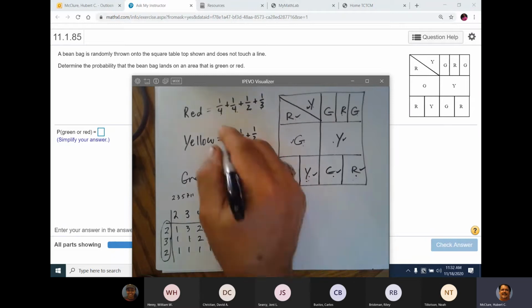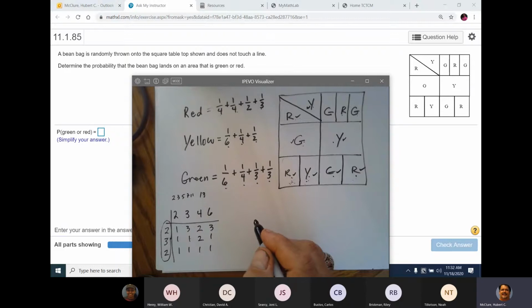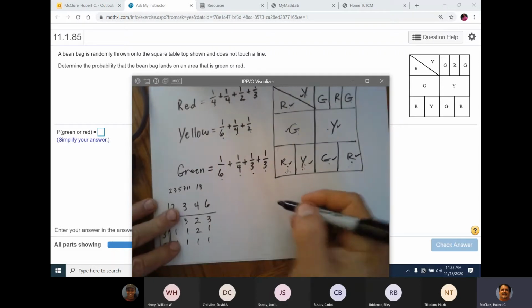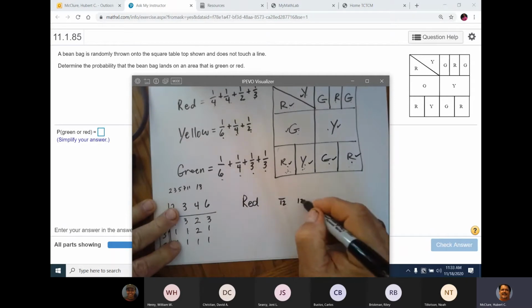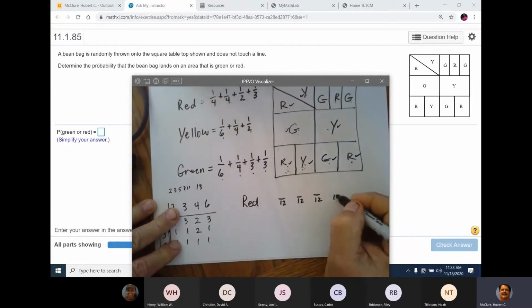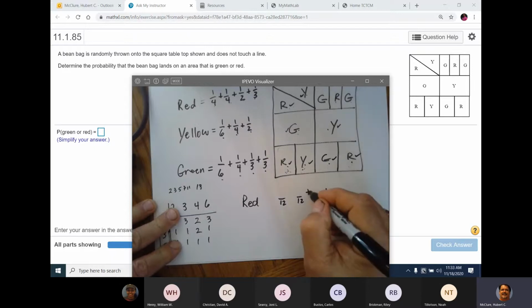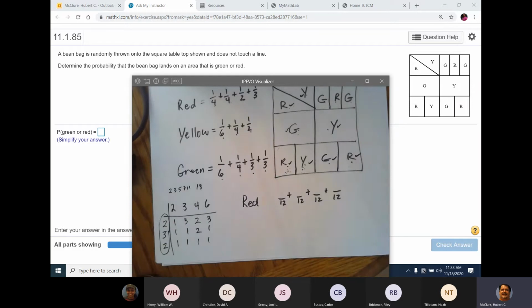So we can change all of these to 12ths, and we could have no problem doing that. So I'm going to change all of them to 12ths. How's the best way I could do that? I guess go down here and do red. That's going to be a 12, a 12, a 12, and a 12. Now you don't have to do this, okay? I'm just doing it to show you the easiest way to understand it.